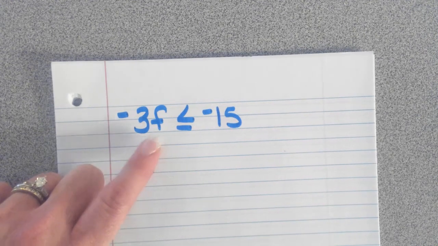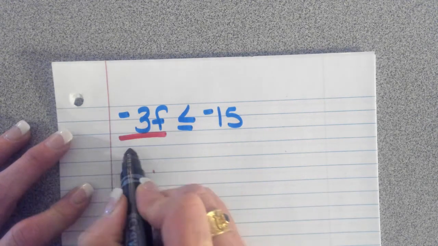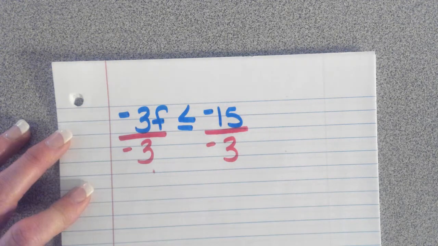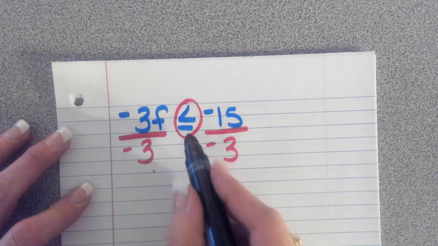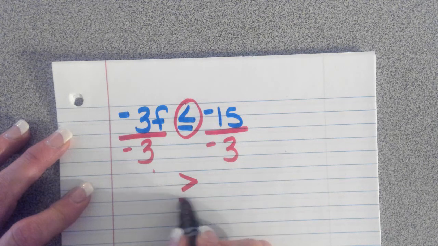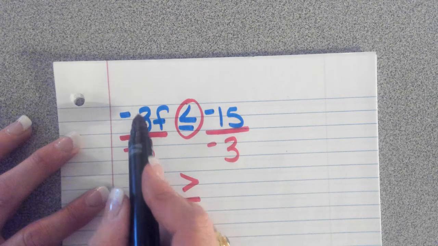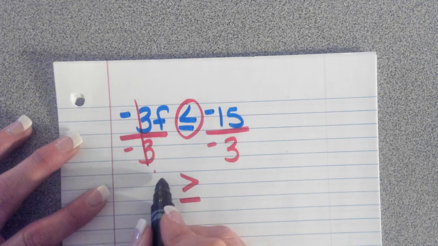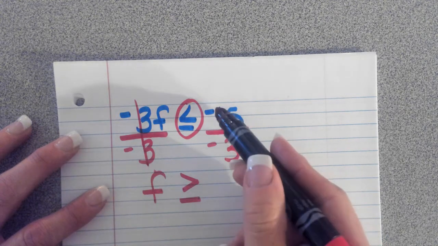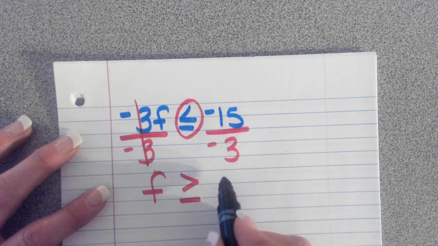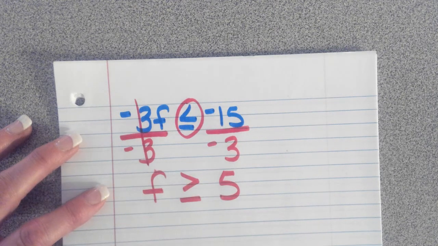So to get rid of that and get the f by itself, I need to divide both sides by a negative. What you do to one, you do to the other. Now because I'm dividing by a negative, I'm going to flip my symbol to make the statement true. If you need to review those notes, now would be a good time. Okay, negative divided by a negative is a positive. This is a positive f. And negative divided by negative again is a positive. And 15 divided by 3 is 5. So in this situation, f should be greater than or equal to 5.